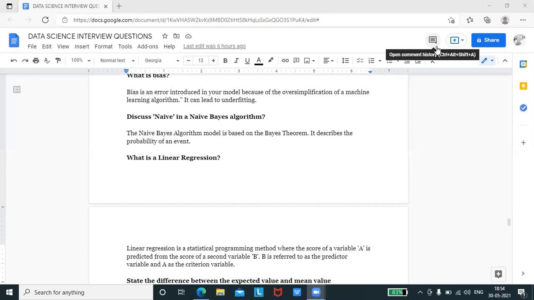To start with, consider a fictional dataset that describes the weather conditions for playing a game of golf. Given the weather conditions, each tuple classifies the conditions as fit, that is yes, or unfit, that is no, for playing golf. The dataset is divided into feature matrix and response vector. The fundamental naive-Bayes assumption is that each feature makes an independent, equal contribution to the outcome.